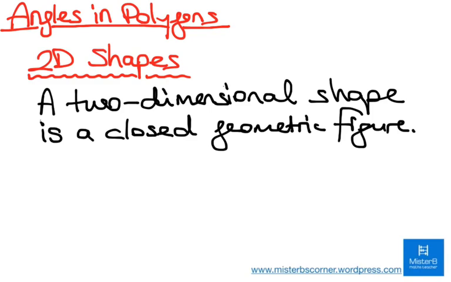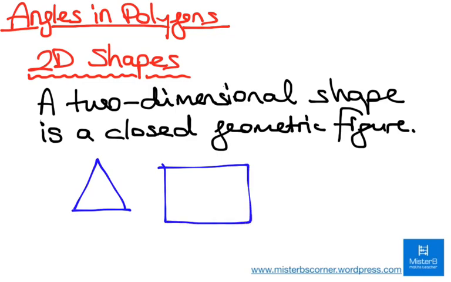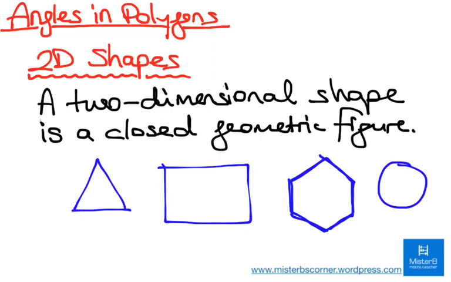A two-dimensional shape is a closed geometric figure like a triangle, a rectangle, or a polygon like this hexagon. It is closed as in there is no gap, and it has sides, generally speaking, except from the fact that a circle doesn't have any sides.